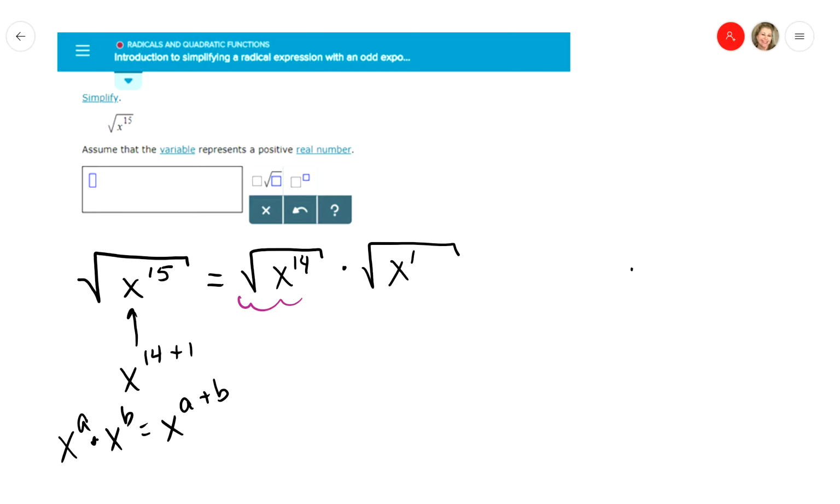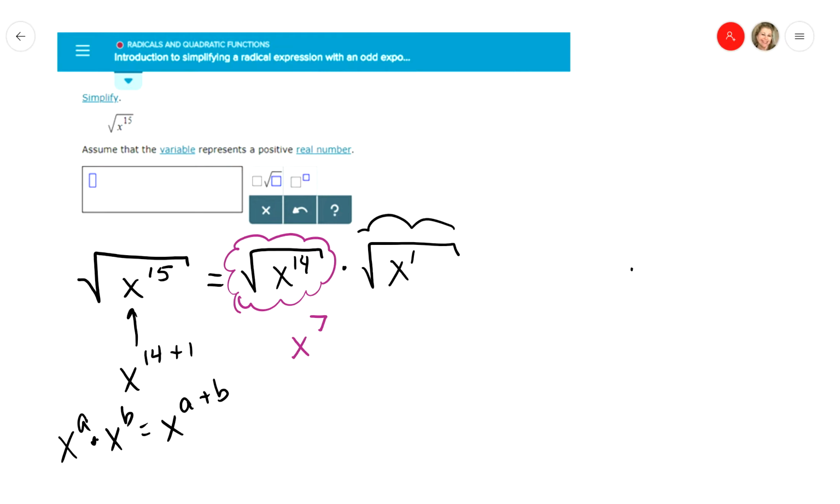Then for this guy, I can use the shortcut where you just divide by 2. So if I take the square root of x to the 14th, that's going to be x to the 14 divided by 2, which is 7. And I no longer have a radical there.